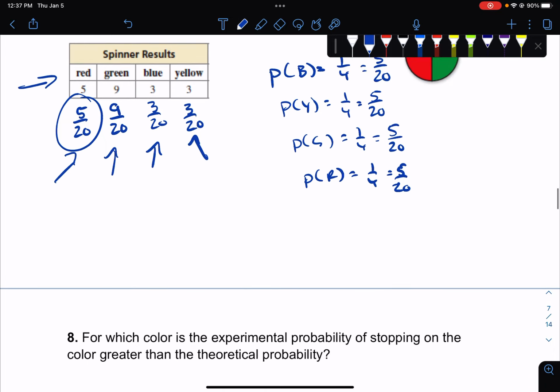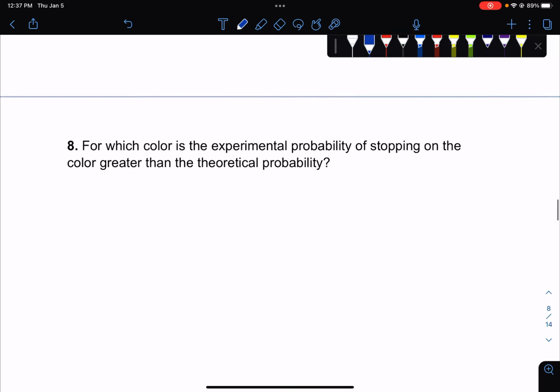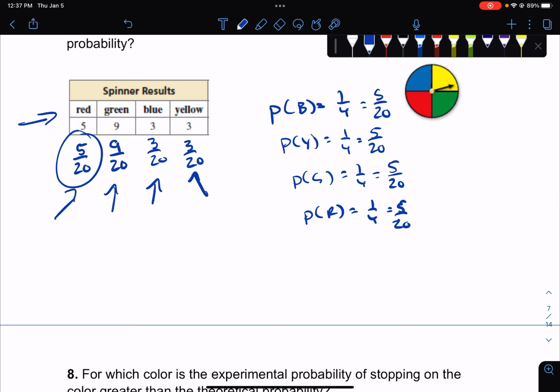All right? Next example: for which color is the experimental probability of stopping on the color greater than the theoretical? So going back to my question up here, theoretically, I should get 5 times. So red is exactly theoretical.